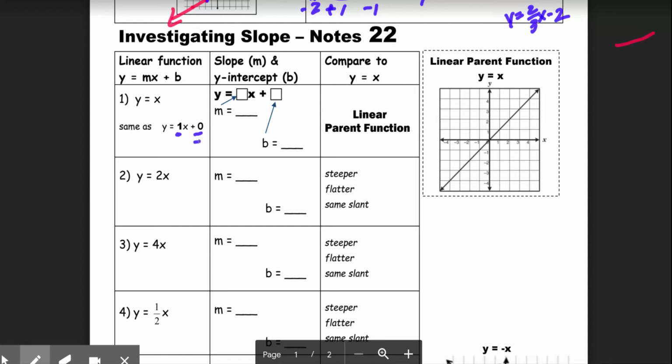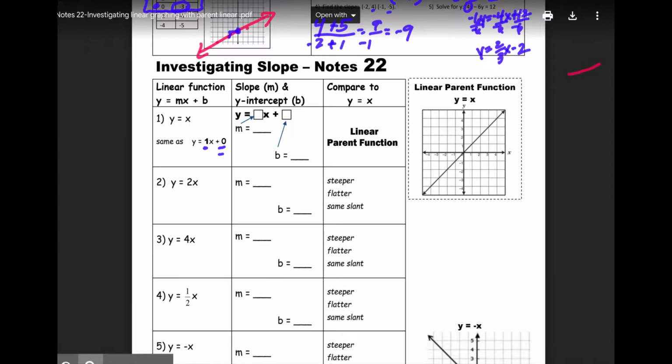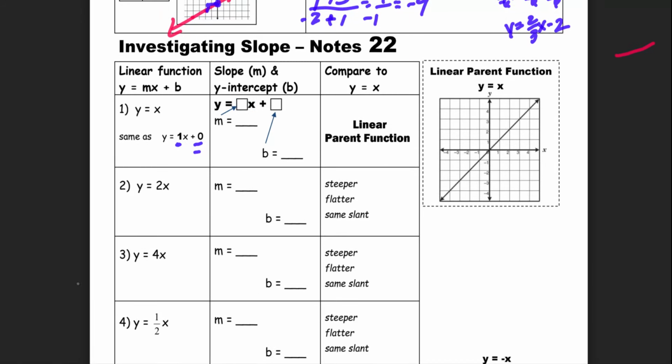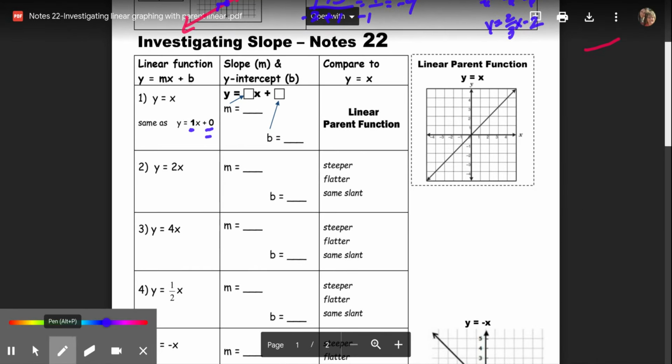So right over here is where you see the linear parent function graphed. Again, your slope on this one is 1. Your slope is 1 and your y-intercept is 0. And so I've already graphed it for you over there.